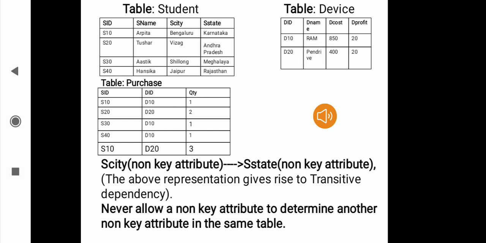This is the representation where SCT, a non-key attribute, determines another non-key attribute state in the table student. So it must be eliminated as it gives rise to transitive dependency.